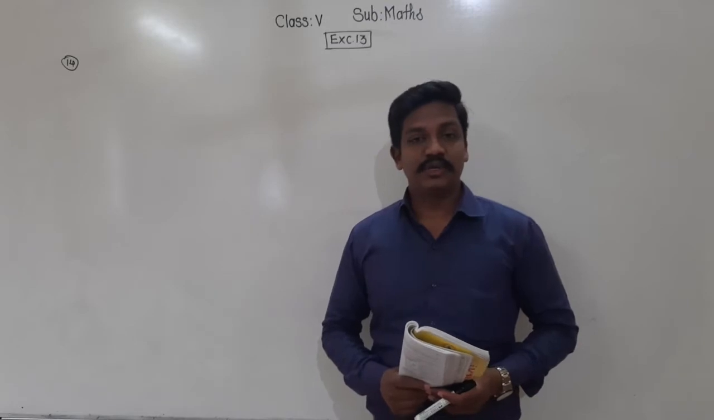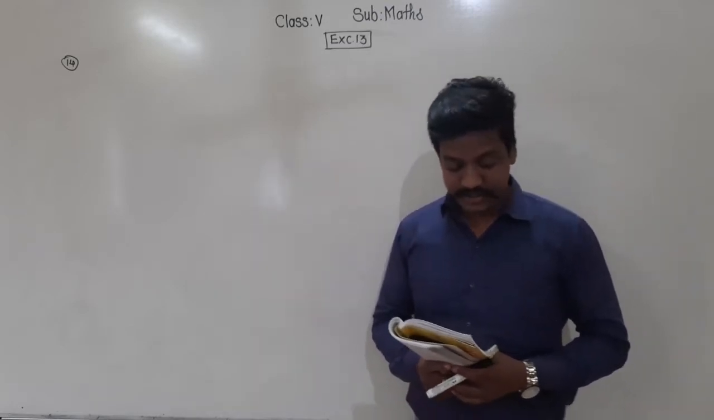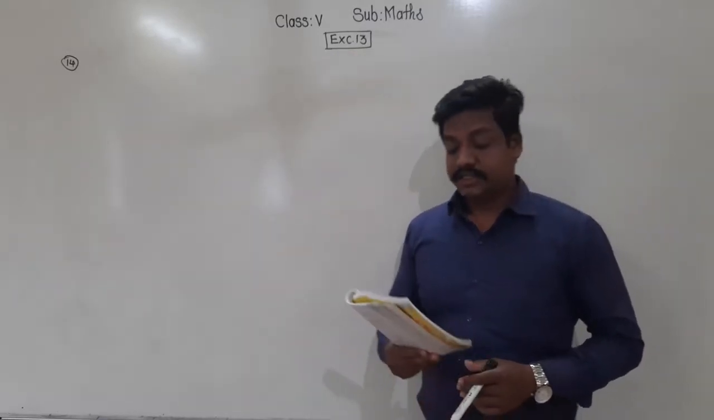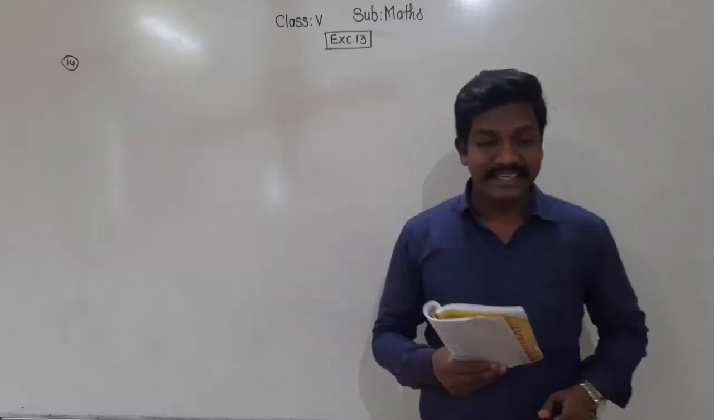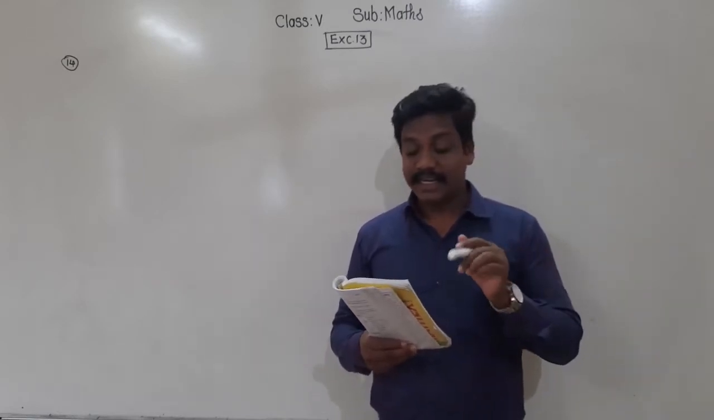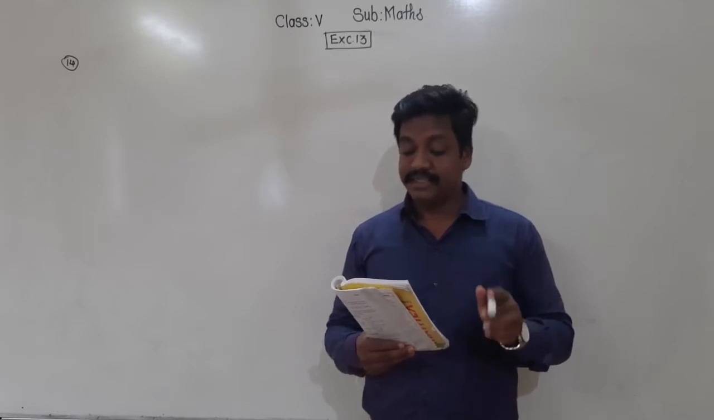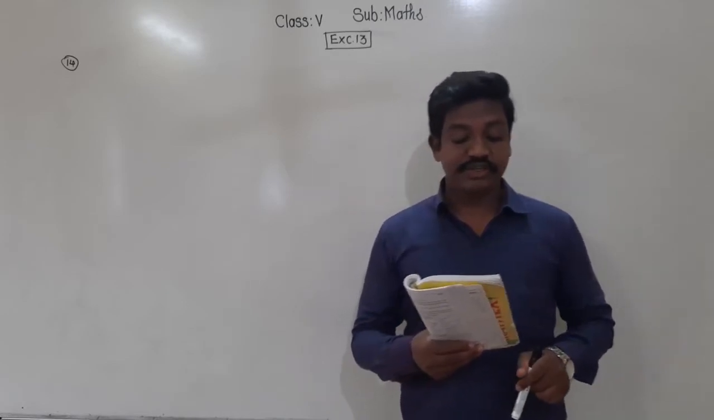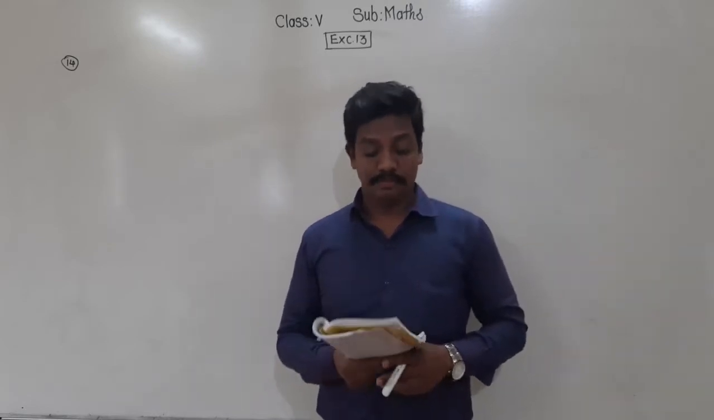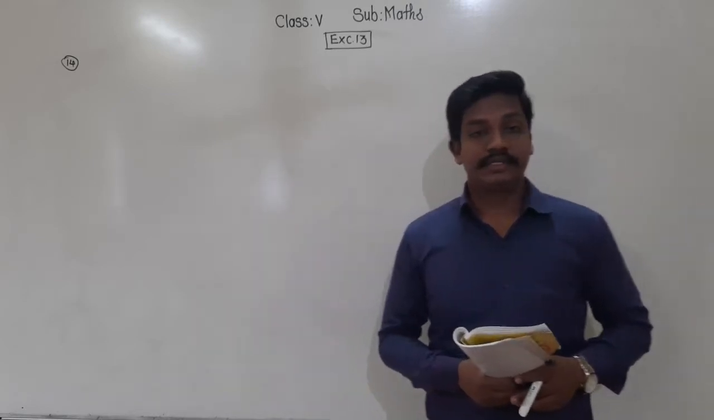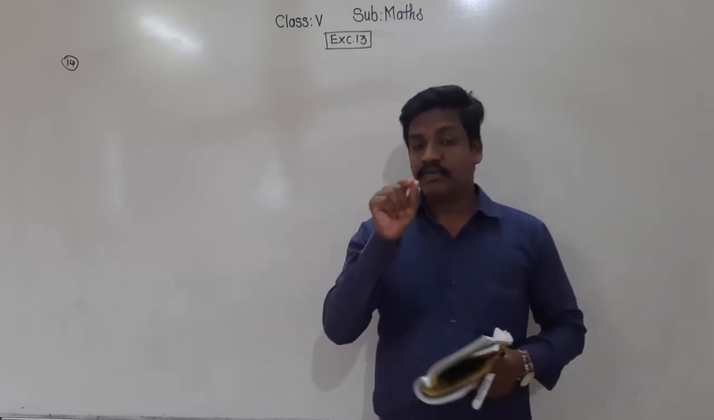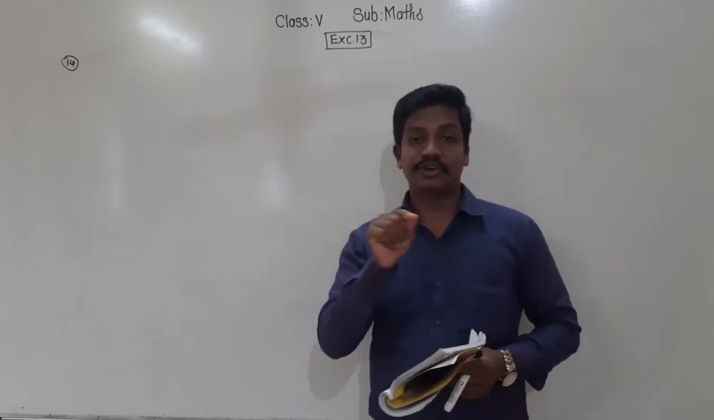Today we are going to learn question numbers 14 to 19 from Exercise 13. Question number 14 is: in a certain factory, 29 gross, 3 dozen and 3 pencils were manufactured in 15 days. What is the daily production of pencils? The production of pencils in 15 days is given. We have to find the daily production of pencils.